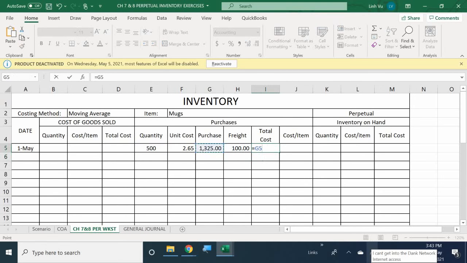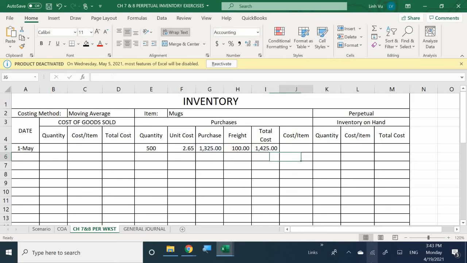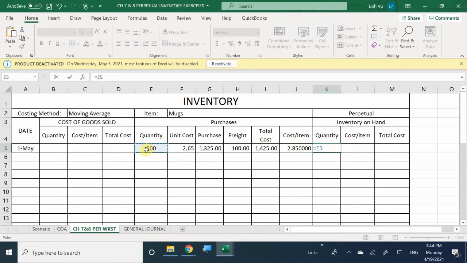$13.25. Okay, what's my total cost? $14.25. And what is my average cost per item now, since we only have one batch and one batch only? $2.85. Even? Yes. Perfect. Okay, it's $2.85 even. So once again, I'm going to carry this information into my inventory on hand. And what costing method am I using?